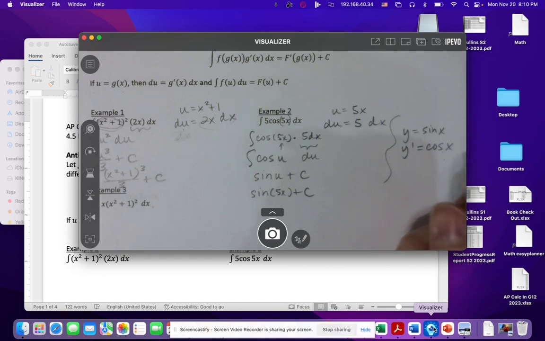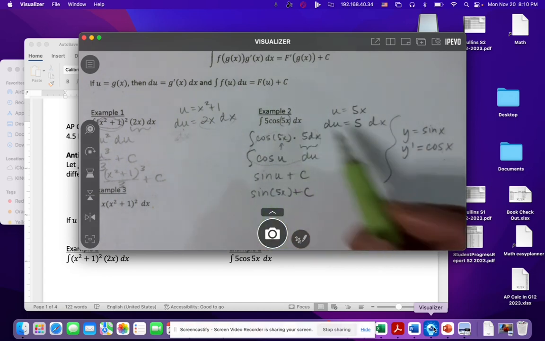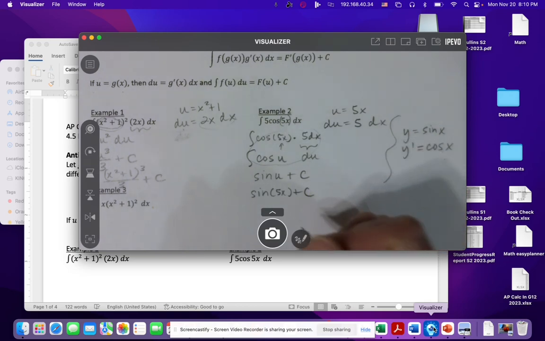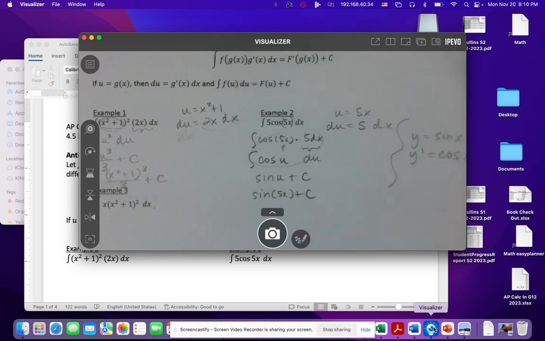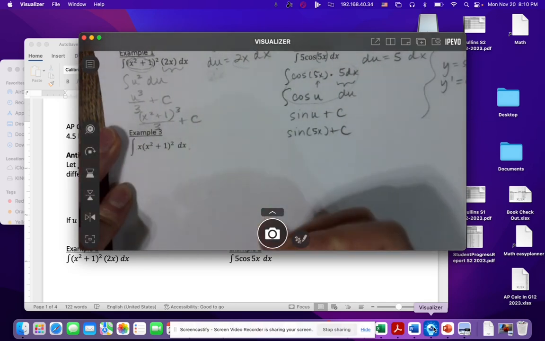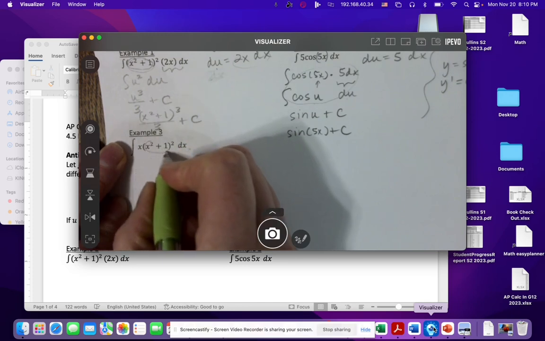So use substitution. Sometimes you can look at something like this and you don't actually make the substitution. You just think in your head about what it would look like. But I'm going to show actually doing the u substitution today. All right, example 3 probably looks a little bit familiar. We're going to let u be our inside function again.